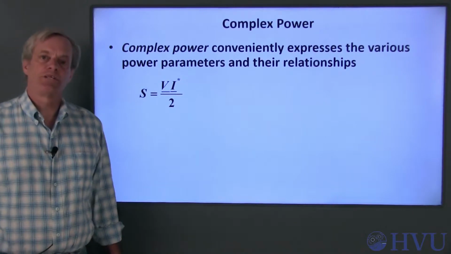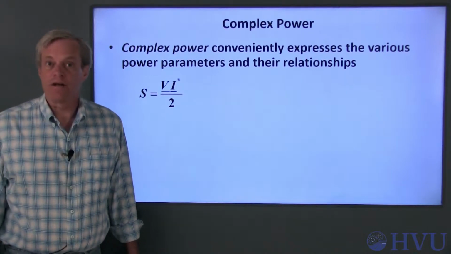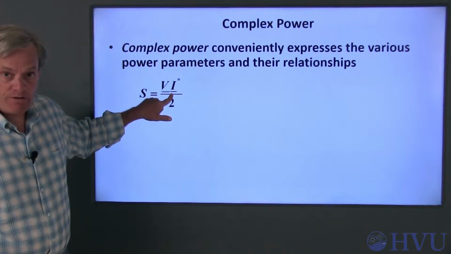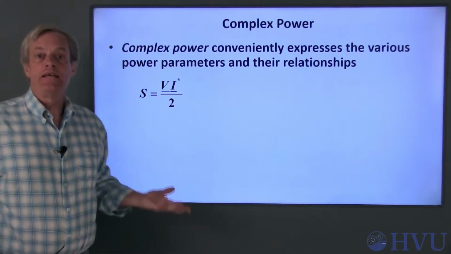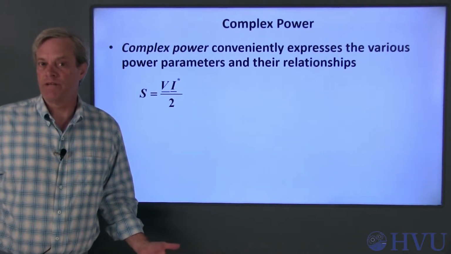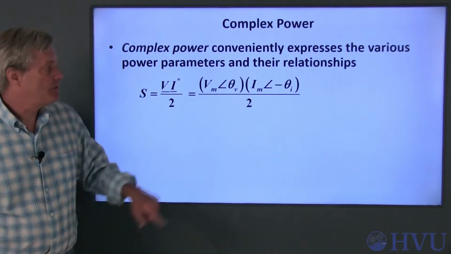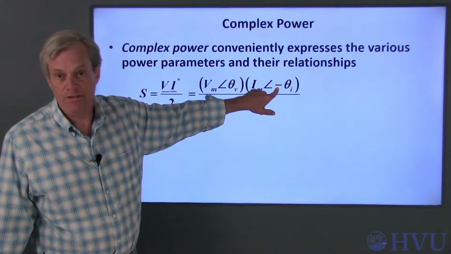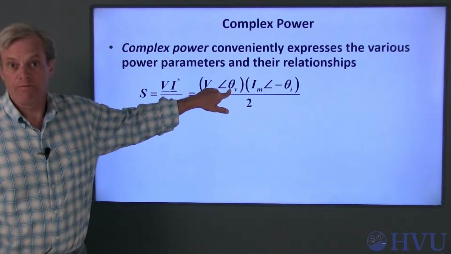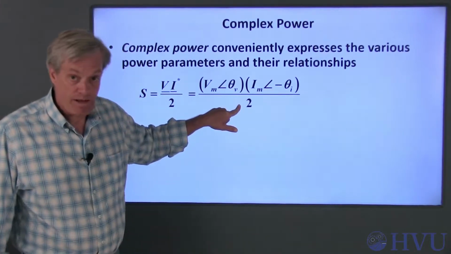Complex power is a way to express all of these parameters in a single complex number. By definition, complex power is equal to the voltage phasor times the complex conjugate of the current phasor divided by 2. To take the complex conjugate of a complex number, you just change the sign on the imaginary part of the number. In polar coordinates, changing the sign on the imaginary part of a complex number simply changes the sign on the phase angle of the number. That means that the complex power in polar coordinates is V sub m at an angle of theta sub v times I sub m at an angle of negative theta sub I divided by 2.